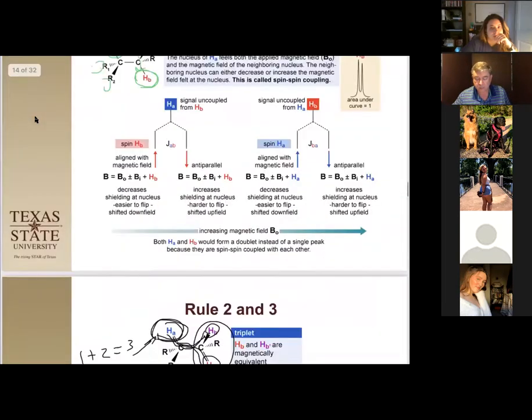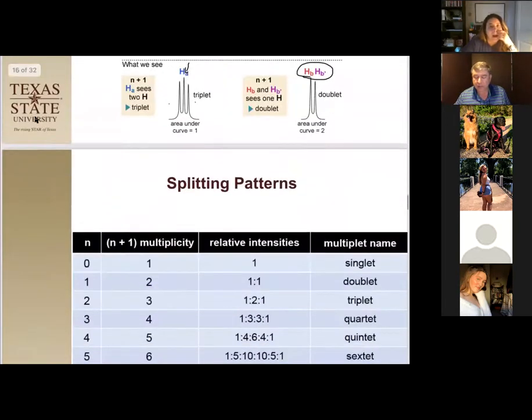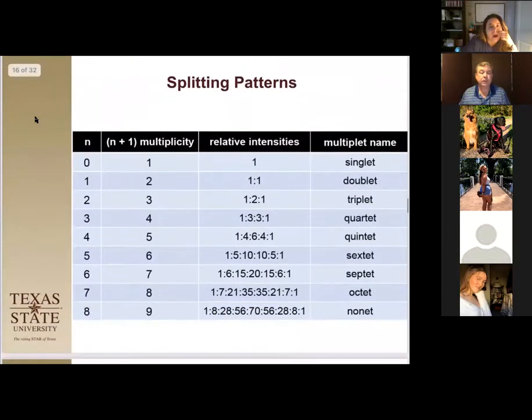Okay, so we went through rule 1 and rule 3, but now I want to talk about some splitting patterns. Okay, so if you have 0 hydrogens within 3 bonds, that means you only have 1 peak for the hydrogens you're looking at, and it will have a relative intensity of 1, and we call that a singlet, okay? Because we only have 1 signal, and nothing is splitting.